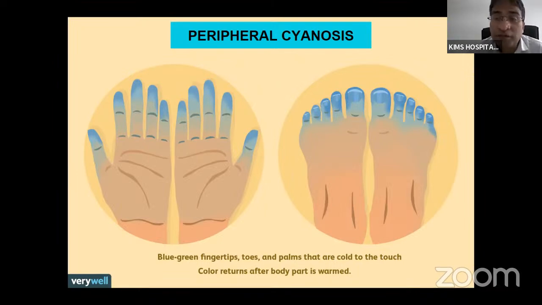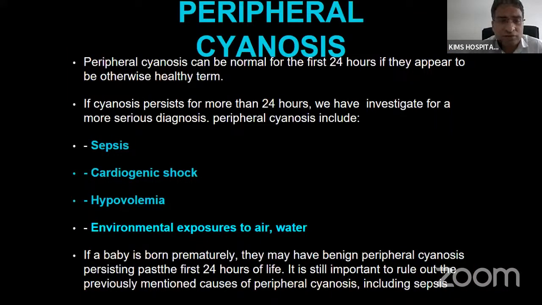It is more obvious in the presence of polycythemia, cold, and in shock when perfusion is very poor, and that's why the extremities are cold and clammy, and you have to understand this with the other clinical features. So this is typical of peripheral cyanosis.